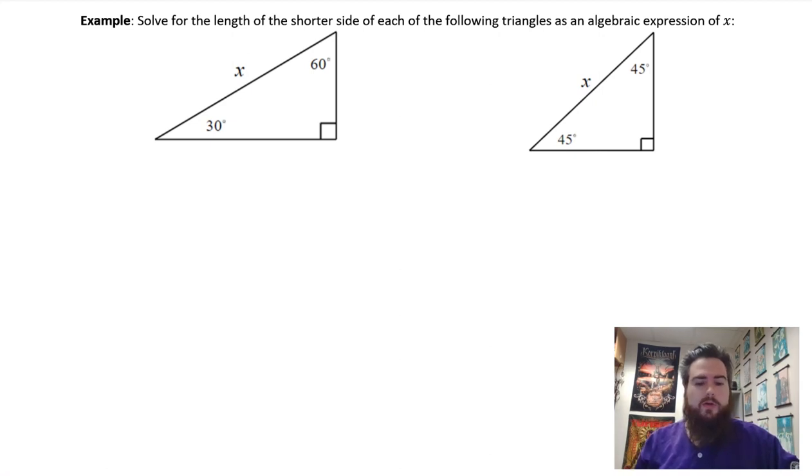In this example, we're going to solve for the length of the shorter side of each of the following triangles as an algebraic expression of x. This example is going to lead directly into the next lesson involving the main three trigonometric functions, because in each of these cases, we have triangles defined with particular angle measures, but with arbitrary sides that are just particular ratios of each other involving algebraic expressions of x.